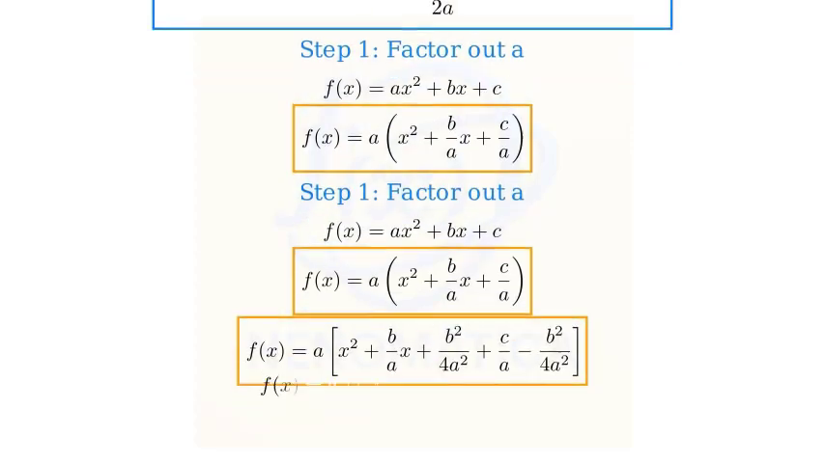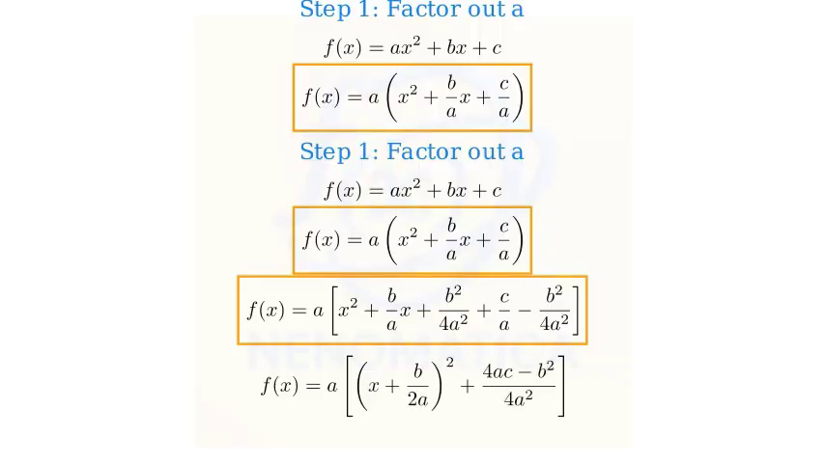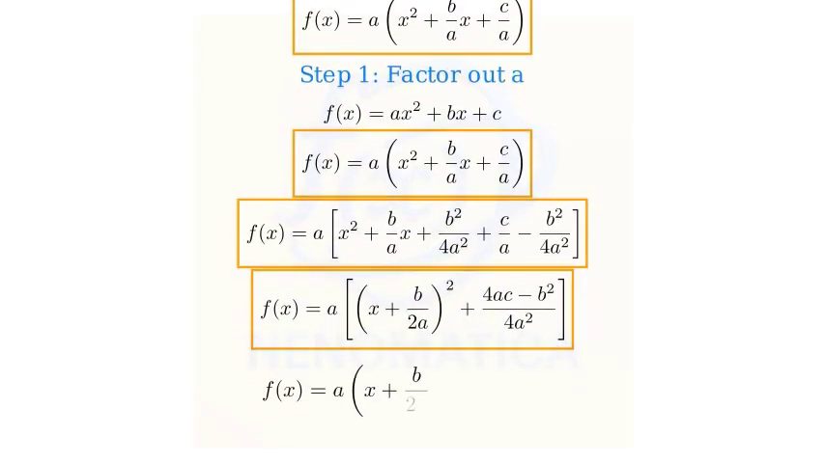Step 3. The first three terms now form a perfect square. Rewrite them as open parenthesis, x plus b over 2a, close parenthesis squared. The remaining constant inside the brackets is 4ac minus b squared over 4a squared. Step 4. Distribute a to arrive at the vertex form.